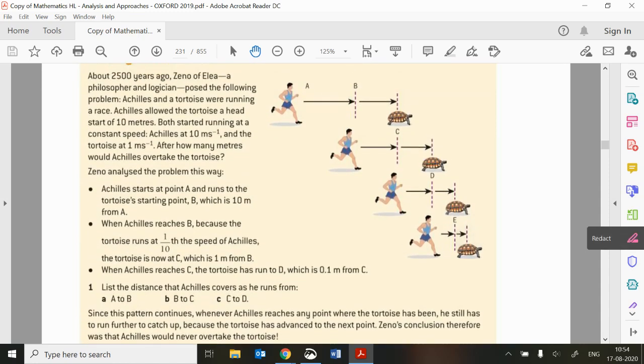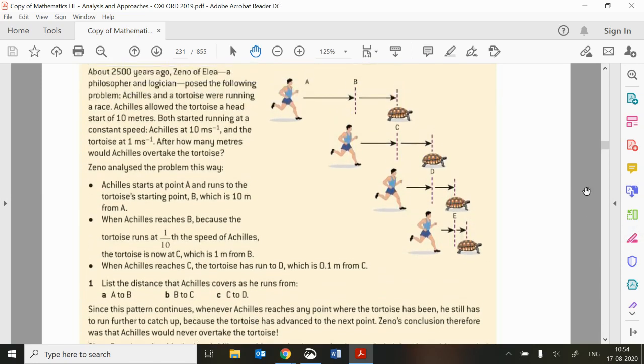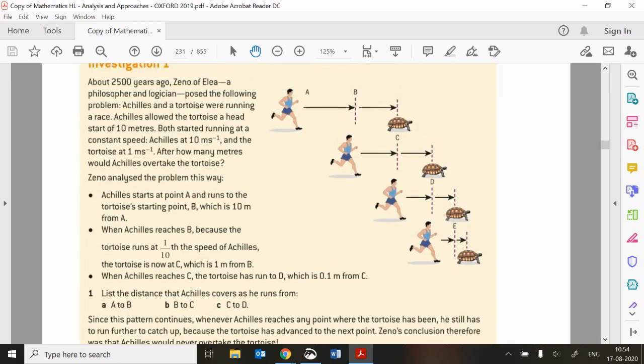But Zeno says, well, in fact, he's not going to overtake the tortoise, because Zeno's argument is saying, well, if Achilles starts at point A and runs to the tortoise's starting point, point B, as you can see in the little diagram there, and which is 10 meters from A, when Achilles reaches point B, the tortoise will now be a meter away because he runs at a speed which is a tenth of what Achilles runs at. So the tortoise is still a meter away.